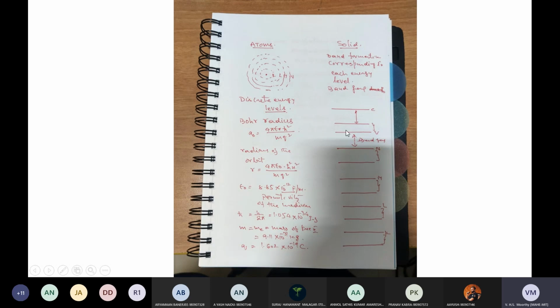Let us talk about the valence band, because that is what we generally discuss. The valence band width will decrease as we reduce the number of atoms. As we go to 1 nanometer or 2 nanometer, we move from the band of energies toward a discrete energy level situation. So from solid to atoms we are going.